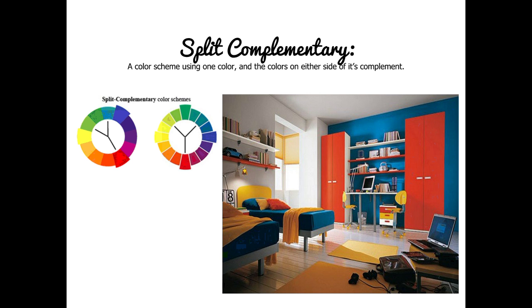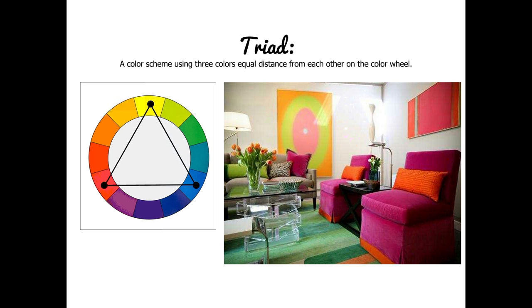Then there's split complementary, and usually it's a color scheme using one color and the colors on either side of its complement. One of the more popular ones would be your primary colors as a split complementary, but you can see some other examples in the picture here. Then there's what's called the triad, a color scheme with 3 equal colors, at equal distance from each other on the color wheel. Here's a great example of purple, orange, and green.